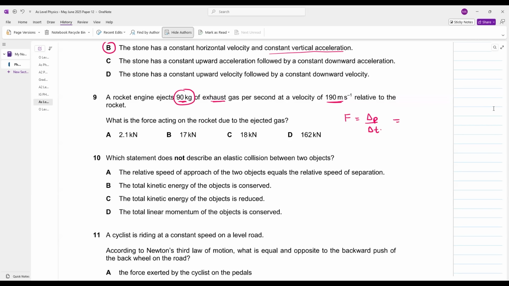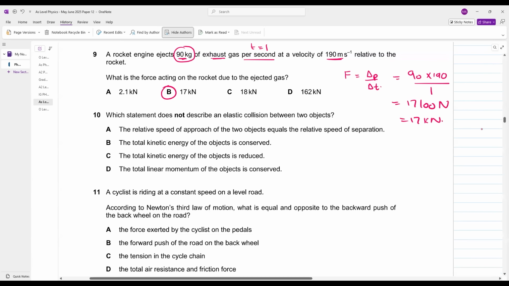What is your change in momentum? 90 into 190. What is your time per second? Time हो जाएगा 1 second. Can you calculate the force? The force comes out to be, I think, according to my mental math, somewhere around 17. 1700 Newton. That is 17 kilo Newton is your answer. B is your answer. Which statement does not describe an elastic collision between two objects?